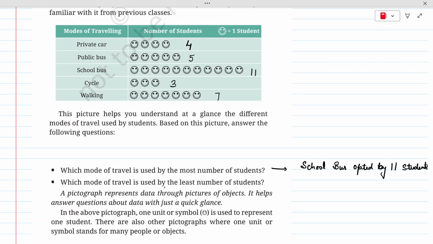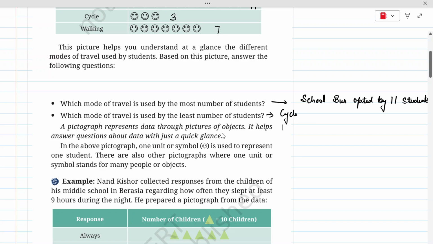Next, which mode of travel is used by the least number of students? So, the mode of travel which is used by the least number of students here is 3. That is cycle. So, the answer to this is cycle. So, next we have a pictograph. It represents the data through pictures of objects. It helps answer questions about the data with just a quick glance. So, this we know and we have done this.